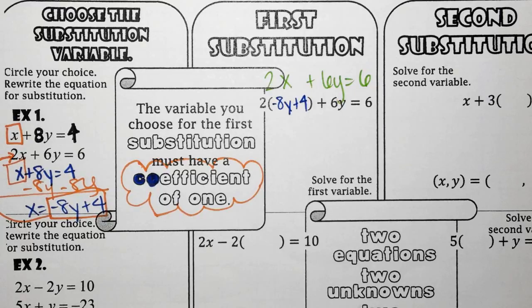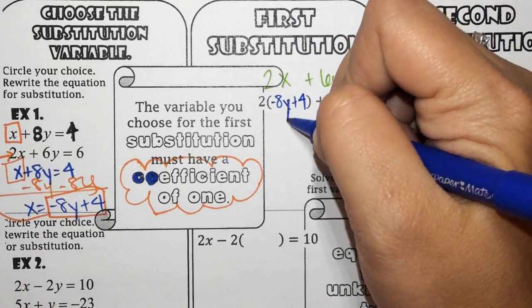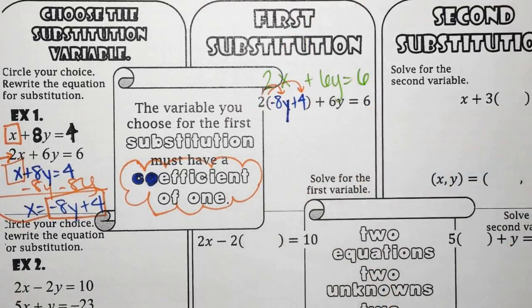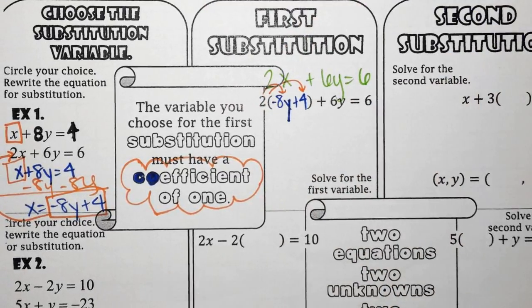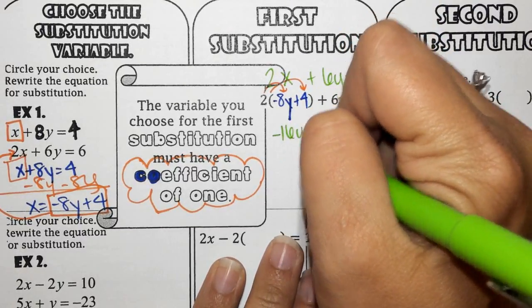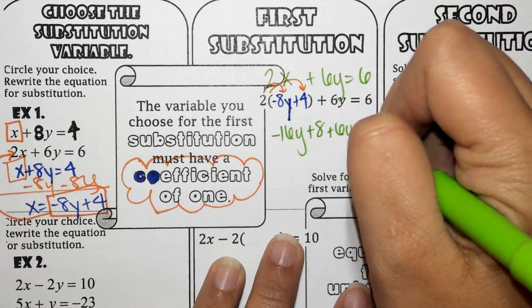Are you sure? Okay, how do we get rid of parentheses? You distribute. Okay? 2 times negative 8y, and 2 times 4. What's 2 times negative 8y? Negative 16y. Alright, what's 2 times 4? 8. Plus 6y.